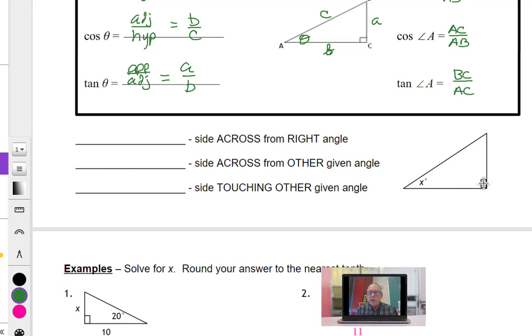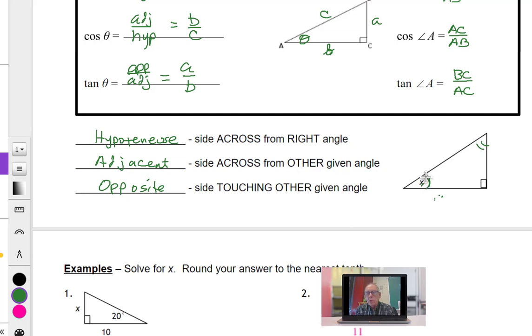So the side across from the right angle, we call the hypotenuse. The side across from the other given angle: if we use x as our given angle, the other given angle is this opposite corner. The side across from that is actually the adjacent side to our given angle. And the side that touches the other angle is the opposite side.